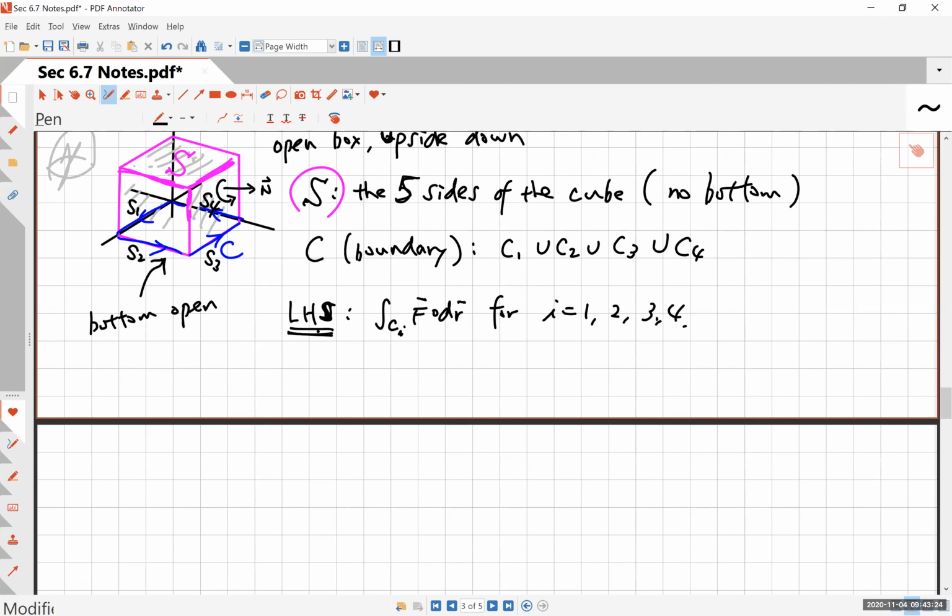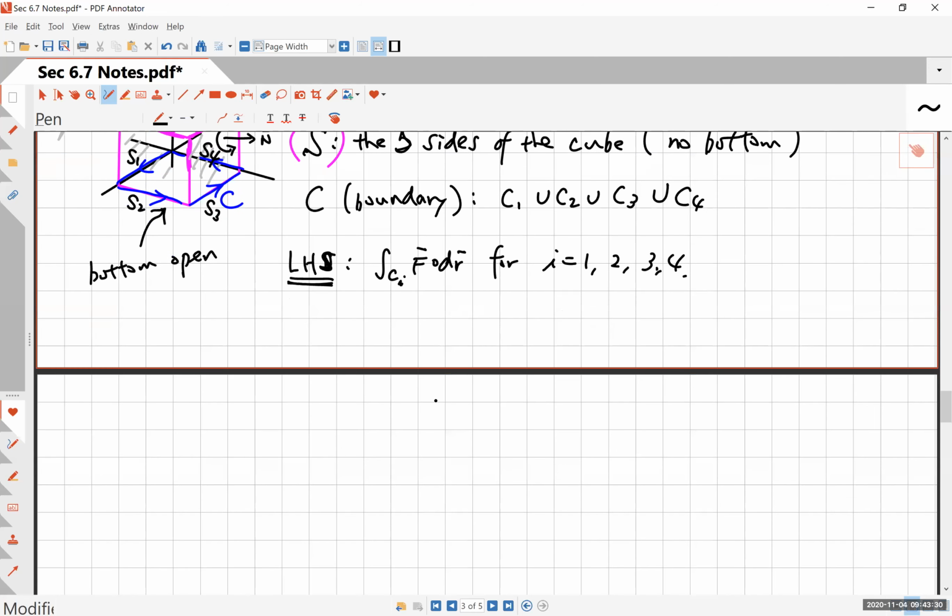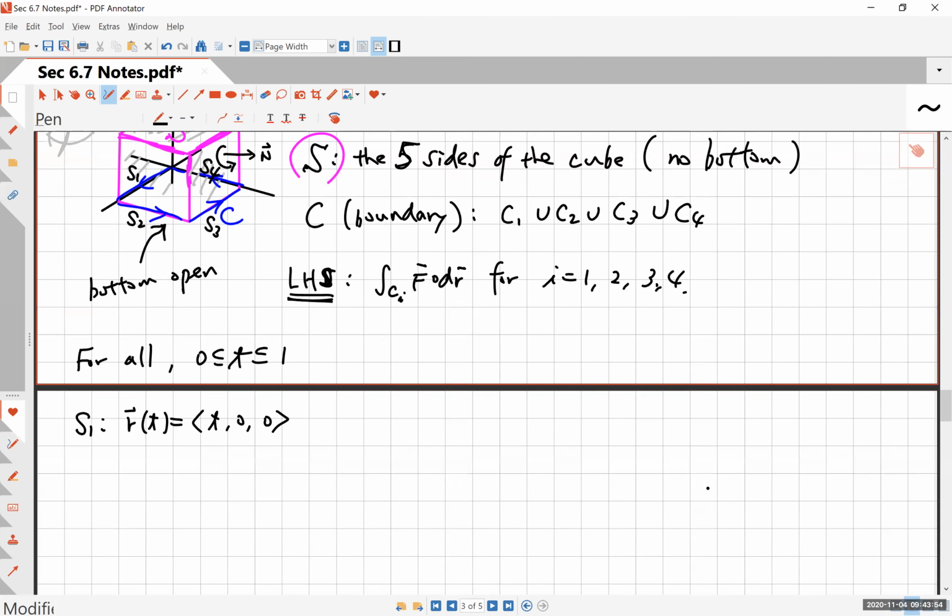I am going to calculate the left-hand side, even though it will require 4 integrals. And there's a little trick also, okay? So bear with me for just a second. Now, S1, I can parameterize simply as t, 0, 0, and for all of these I'm going to let t go from 0 to 1. So as t goes from 0 to 1, we cover this side S1, right? How about S2? On S2, the x coordinate is constantly 1, and then y goes from 0 to 1, and z stays 0. So that is a way to do this.